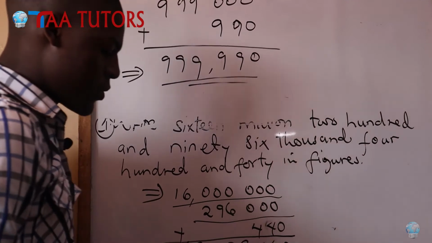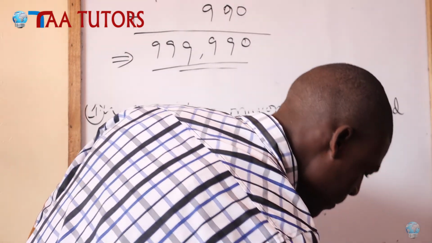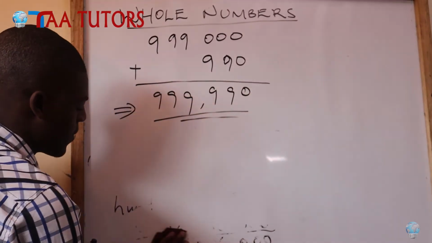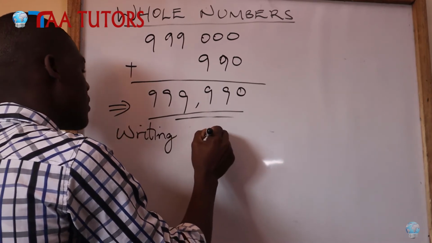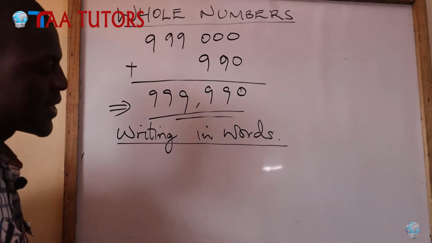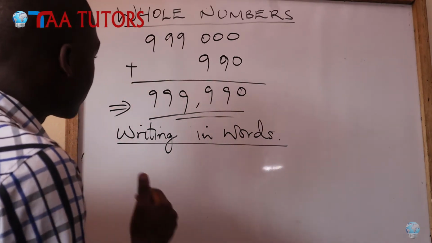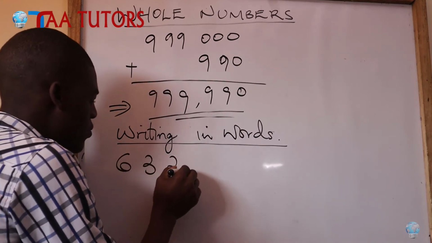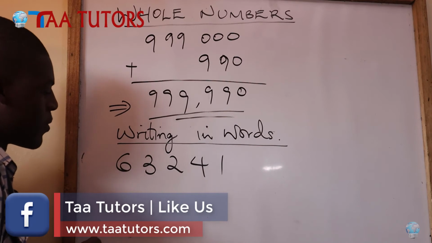We will move forward to see how to write numbers in words. Writing numbers in words. When you are given a value to write in words, we will first arrange using a place value table. Then read them from left to right. When we are given 63,241 to write this in words, we will use a place value table as we had used before.